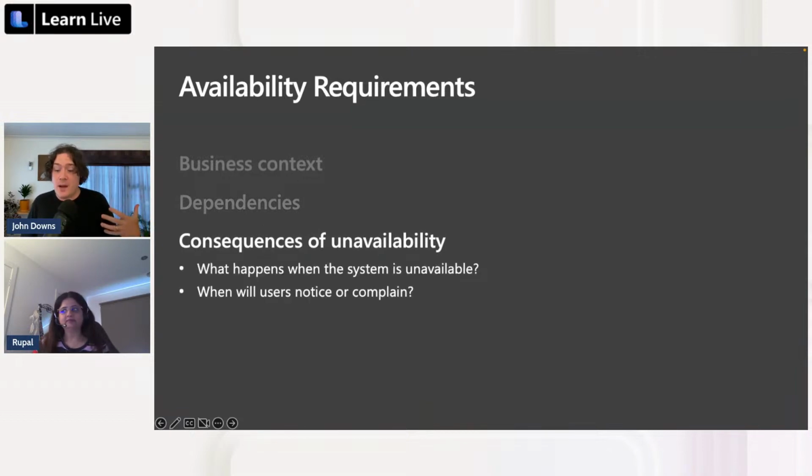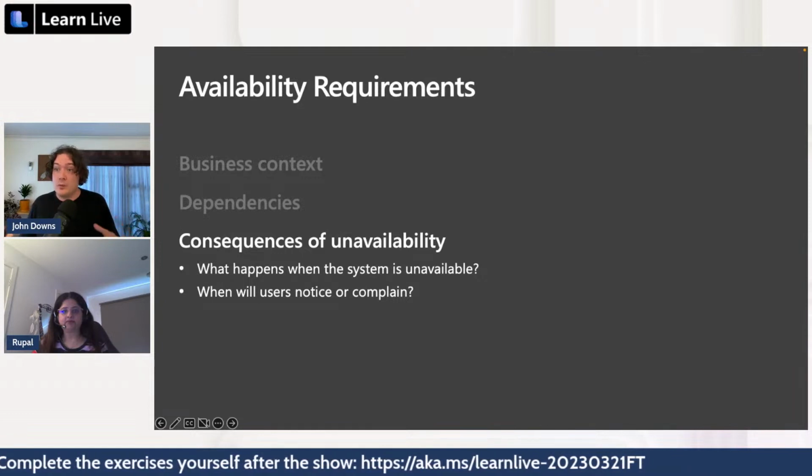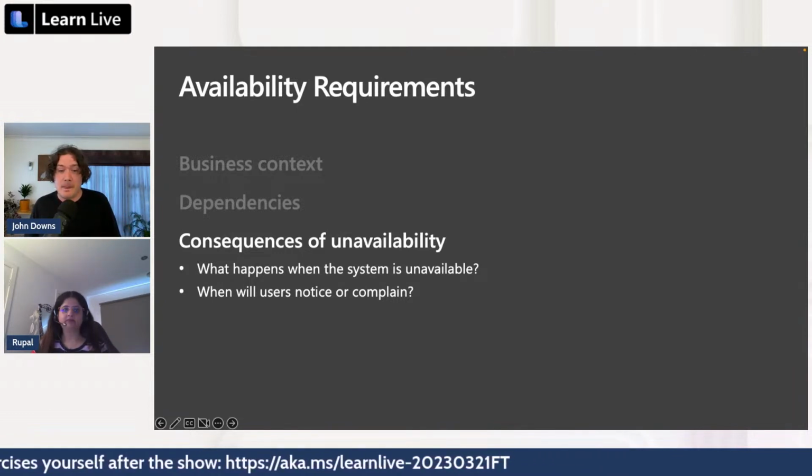Next, we need to consider what happens when the system is unavailable. Is it a complete disaster and your whole business shuts down, or is it just an inconvenience? So, for example, could you fall back to manual processing? And if you can fall back to manual processing, how long can your team sustain doing manual processing before they become overwhelmed or before it starts causing problems?